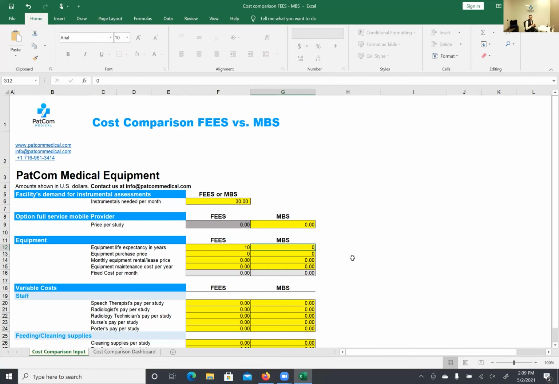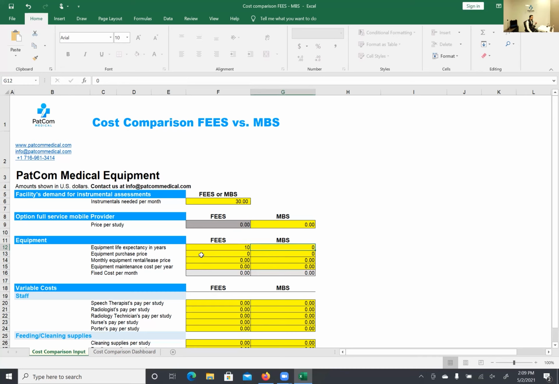We're actually going to leave it at 0 for now. So we're sort of tackling this, saying, okay, for speech pathology as a department, there is no equipment cost as far as the MBS is concerned. So we'll leave that at 0 here.